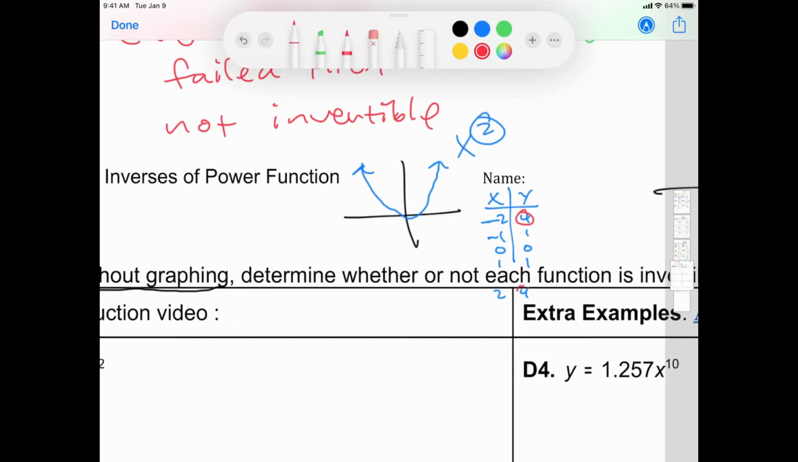Right here, do you see the repeating y values? The repeating y values will eventually tell you that it's not 1-to-1. Once we take the inverse, why? Because the inverse basically means to switch the x's and y's. If I switch these, and all the numbers 4, 1, 0, 1, 4, you'll have -2, -1, 0, 1, and 2.